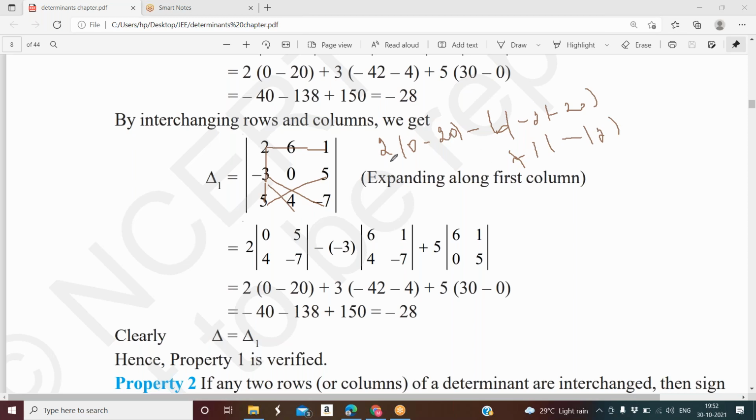So what are you getting here? Minus 20 into 2, minus 40. Here 6 into, this is actually downward arrow. Minus, not minus 21, plus 21, right? Minus 3 into minus 7, plus 21. Plus 21 minus 25, right? So this is actually minus 4 plus 24.